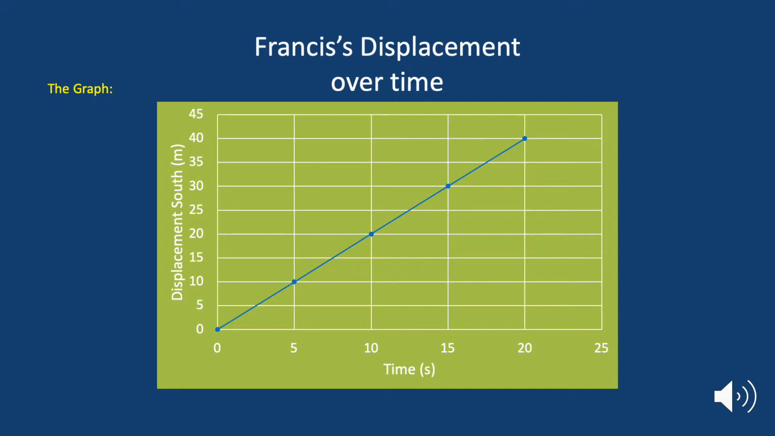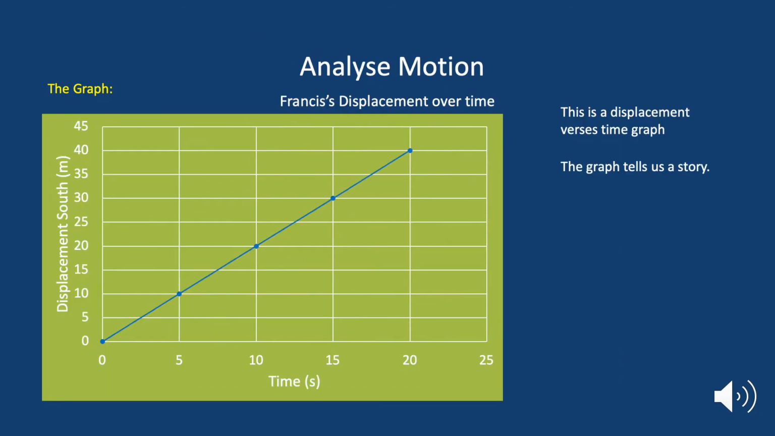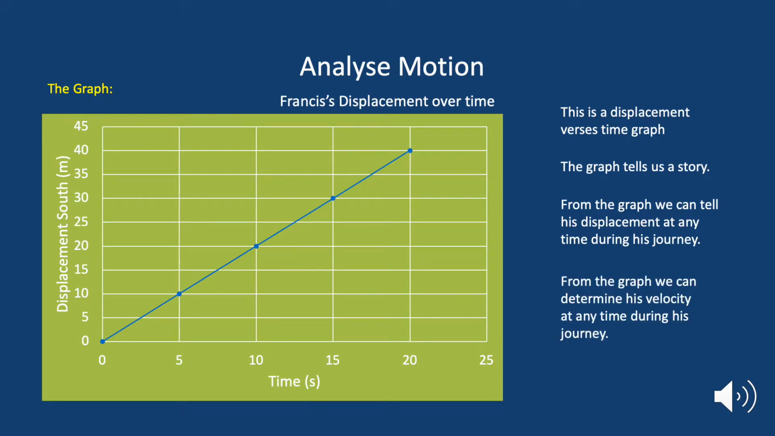From the graph we can see at 5 seconds, he's 10 meters away. At 10 seconds, he's 20 meters away. It's really quite predictable, really quite regular. So this is a displacement versus time graph. And the graph itself tells us a story. From the graph, we can tell his displacement at any time during his journey. From the graph, we can determine his velocity at any time during his journey.